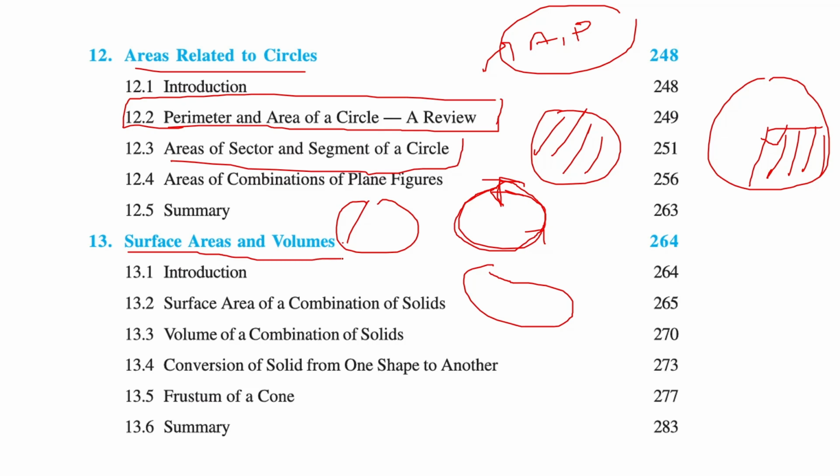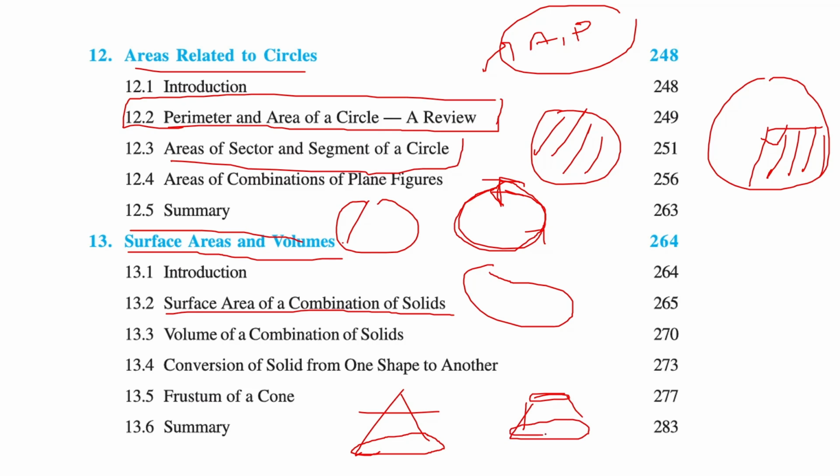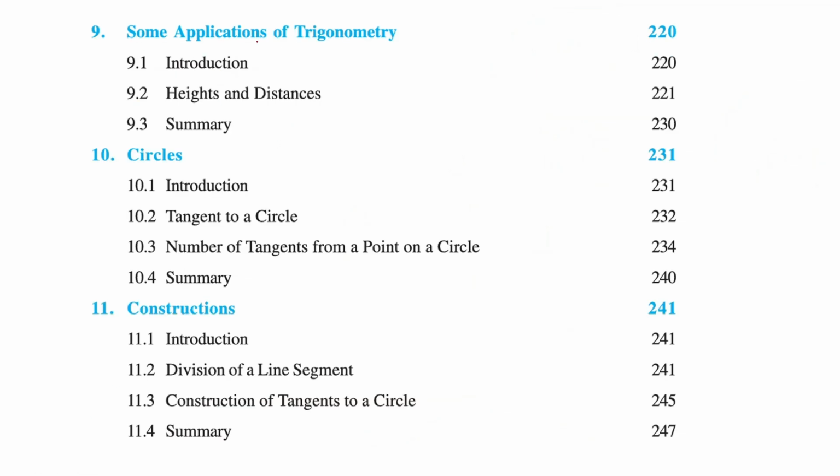General things there. If you once go through, you will get to know. Surface areas and volumes, surface area combination of solids. Frustum, what is frustum? A frustum is nothing but if we have a cone, just cut it out, and you will get the frustum. This way, this is the frustum of a cone. Yes, some applications of trigonometry, heights and distances, circles, tangent to circles. Constructions is not that important.